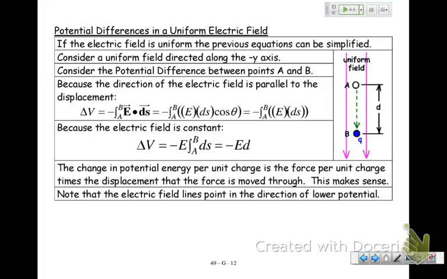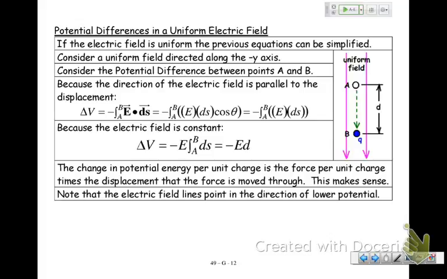We're going to start off with a uniform electric field. How do I know this field is uniform? What's the telltale sign that tells me this field is uniform? The two arrows are parallel. Yeah, that's what tells me.